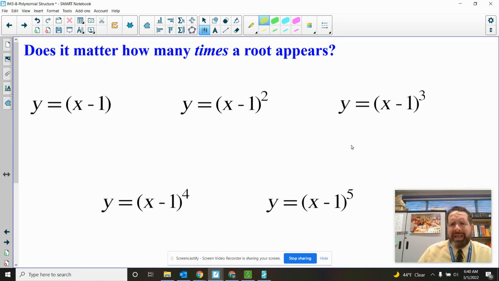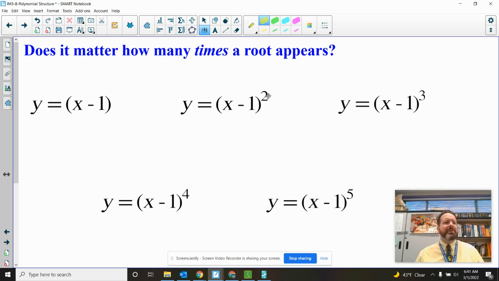Notice that all of them have the same root. The number 1 gives you zeros in all of these different equations. So the root is 1 all the time. The question is, what impact does it have if your root is 1 a single time or twice?